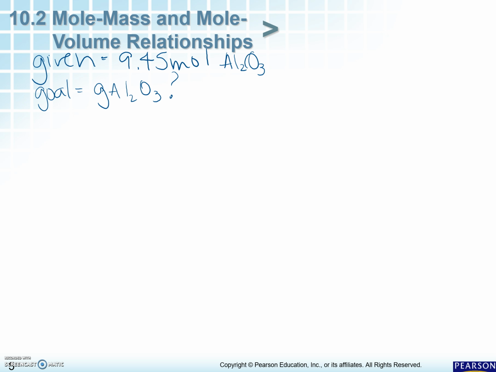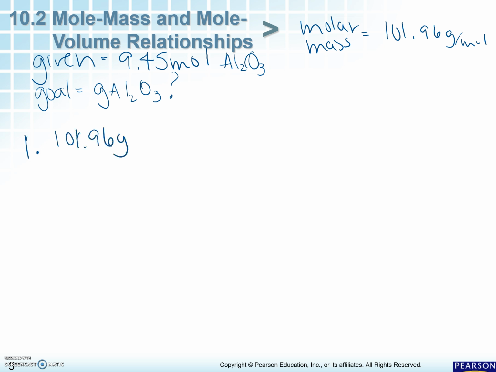Now we want to write down our conversion units. So our conversion units, remember we have our molar mass as well from what we just calculated. So our molar mass is equal to 101.96 grams per mole. So our 2 conversion units, the first one is going to take that 101.96 grams and put it over 1 mole.